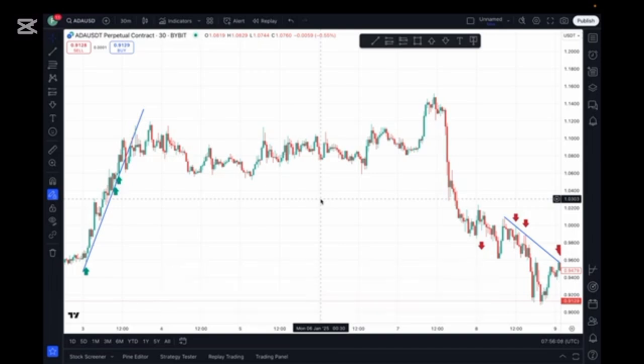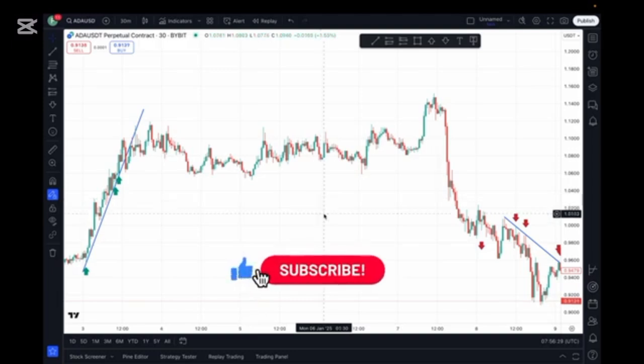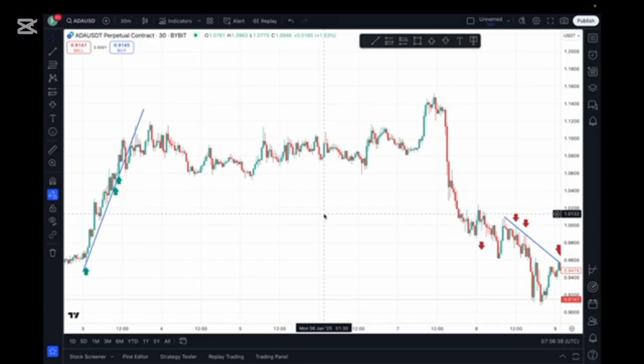Now in case you've been hearing of resistance and support and you don't know the meaning, then you will learn it right now. Simply explained, support and resistance are lines or levels where you have multiple rejections on the chart. Your support is at the bottom of the candlestick while your resistance is at the top of the candlestick. Let me show you. So I'm going to draw them on the chart.